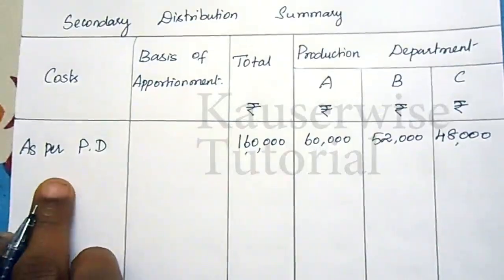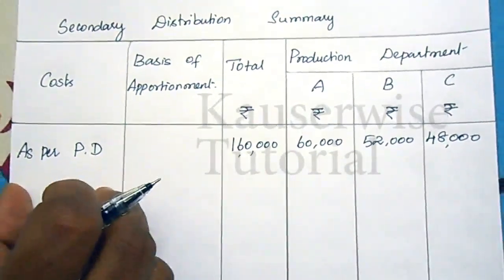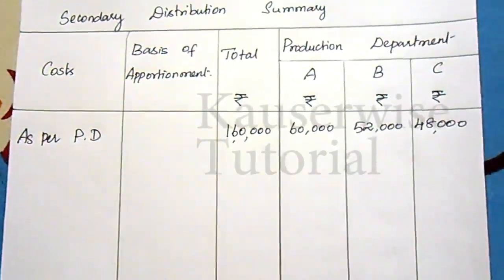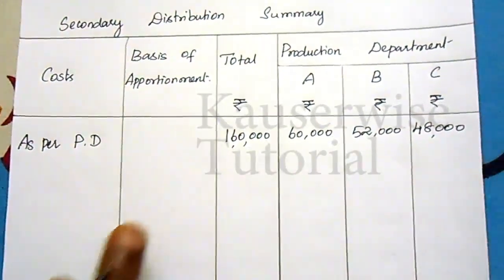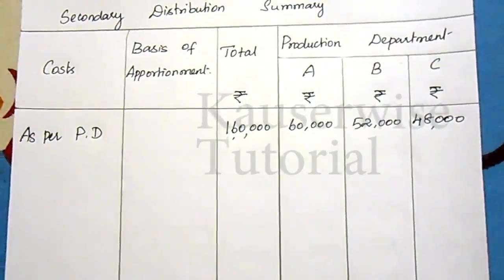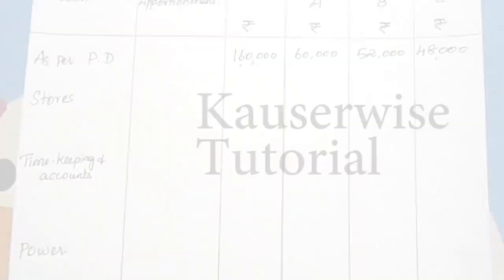You have to start with the production department cost as per primary distribution. Now you have to list out all service department costs and enter the total amount under the total column. Here you have to write the basis of apportionment, on what basis you are going to apportion each and every service department cost to the production departments.